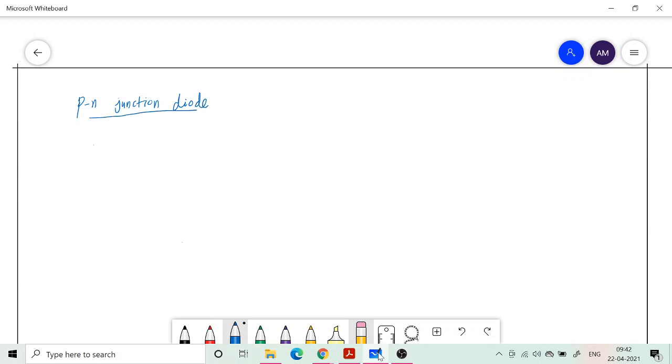The symbol is like this. It has two terminals like this. You can call the P side, that is, this arrow is on the P side, and usually that is called anode, and the other side is cathode. So this is the N side. It's a PN junction diode. So there is a P side and N side. P side means p-type semiconductor.